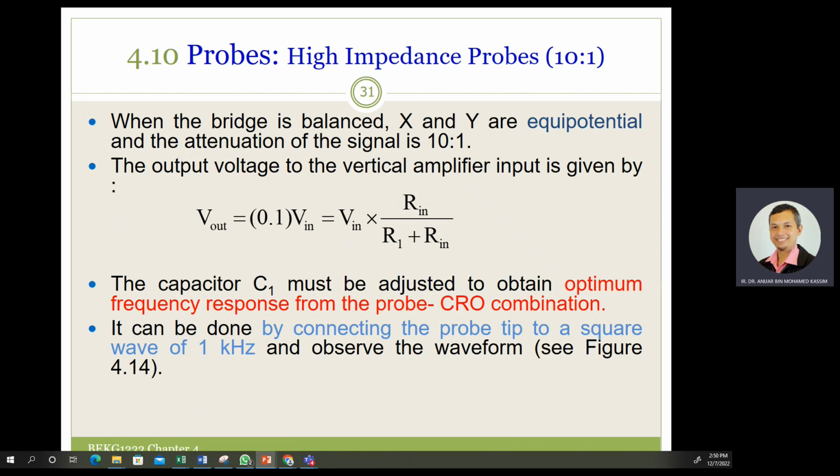And therefore, the output voltage to the vertical amplifier input can be given as such, where V out equals 0.1 V in, where V in equals R in over R1 plus R in. Then C1 must be adjusted to obtain optimal frequency response from the probe-CRO combination. By connecting the probe to the 1 kilohertz square wave, we can observe the waveform.